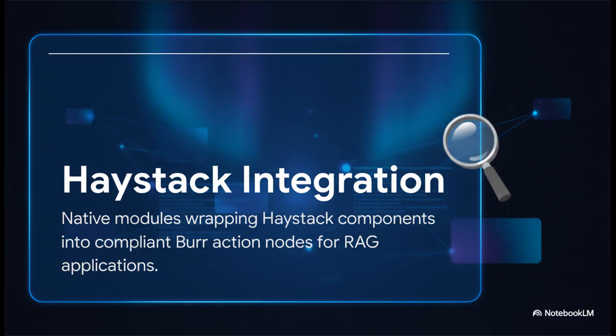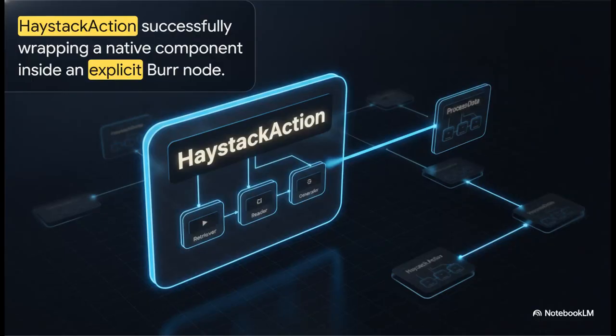Next up is Haystack. This is seamlessly brought into Burr to give your RAG applications interactive state capabilities. DeepSet Haystack is a huge player in the retrieval augmented generation space, and Burr supports it beautifully through native wrapper modules. You can see here how a Haystack action explicitly enables a pipeline inside an action pattern. You don't have to rewrite your existing Haystack prompt builder or retriever at all. Burr instantly turns it into a compliant node on your state machine graph.